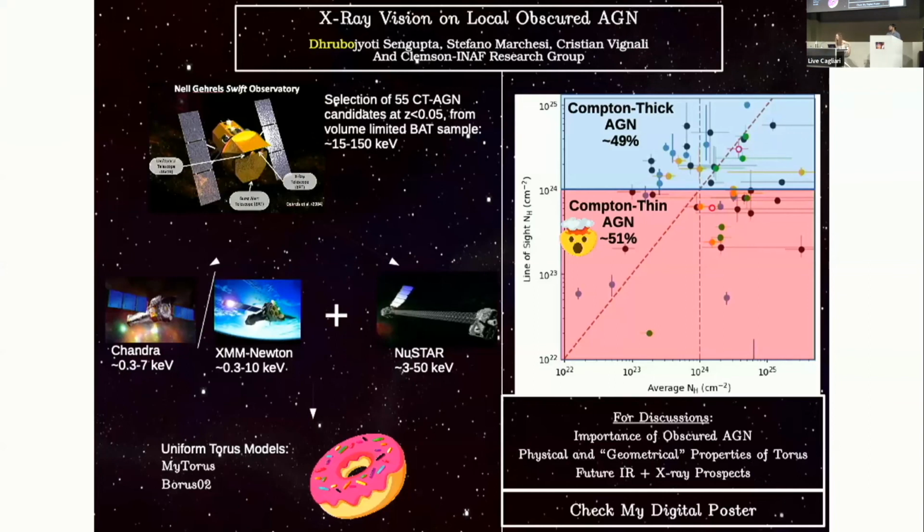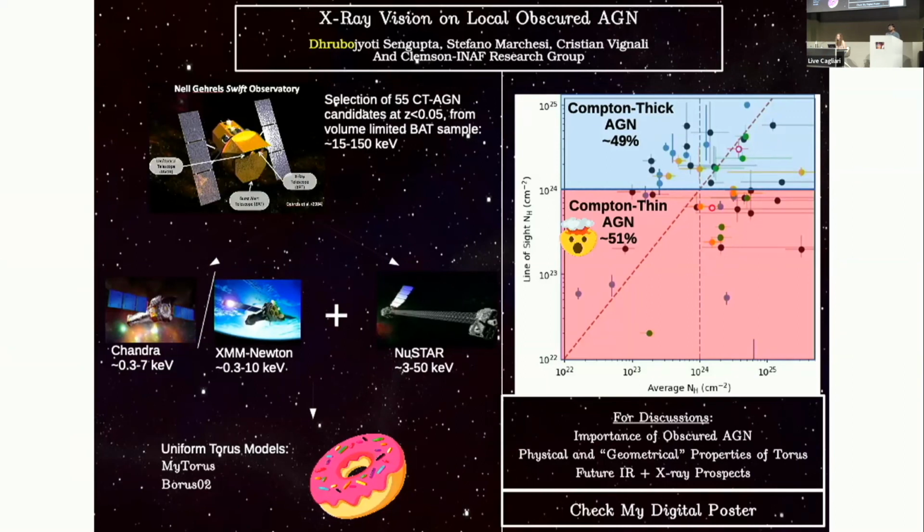Hello, everyone. I'm Dhruba Jyoti Sengupta. You can call me Dhruvo. I work with Stefano Marchesi, Cristian Vignali, and also with the Clemson-INAF research group. This work has been mentioned in the last session by Nuria and Stefano, where we have selected 55 local Compton-thick AGN candidates from the volume-limited Swift-BAT sample with archival NuSTAR data. In the soft X-rays, we have used XMM-Newton and Chandra. And for uniform torus models, we use MyTorus and Borus.